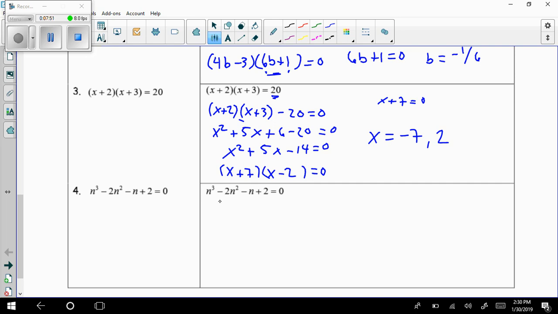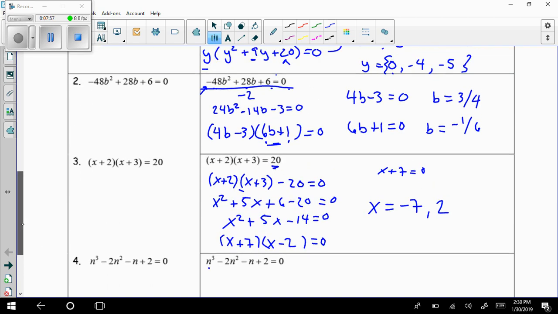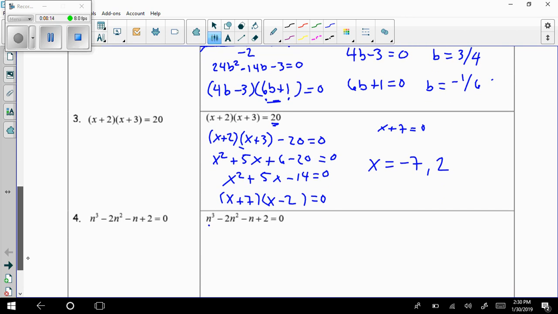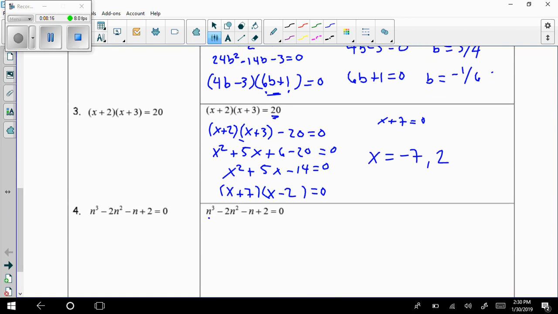Last one, factor by grouping here. Don't be dismayed by the fact that there's an n cubed. If we go back up here, we had a y cubed, and we had 1, 2, 3 answers. That's pretty typical, right? You can have up to as many answers as your highest exponent. We just had a squared here, we have 2 answers. We can't have any more than that. So this one, we're most likely going to have 3 answers.